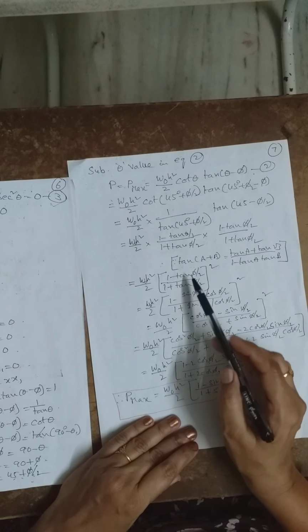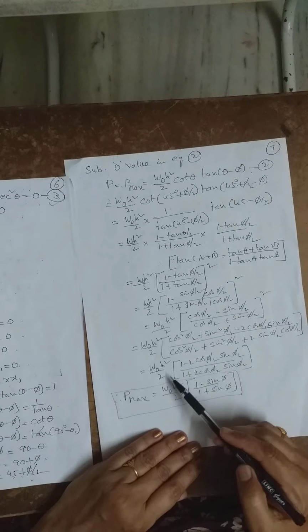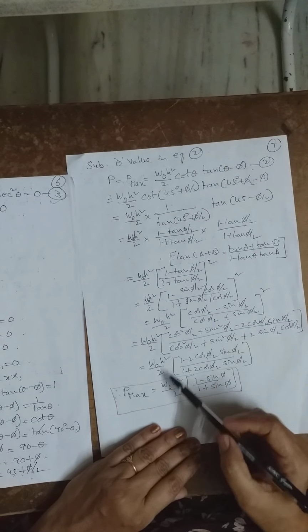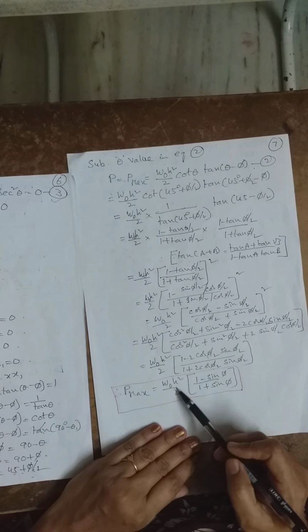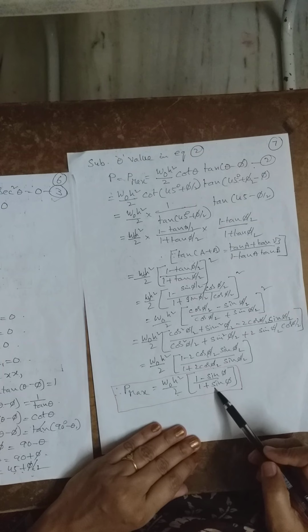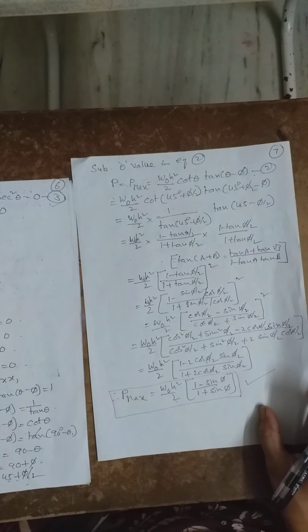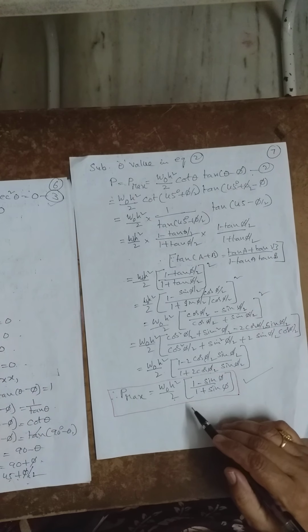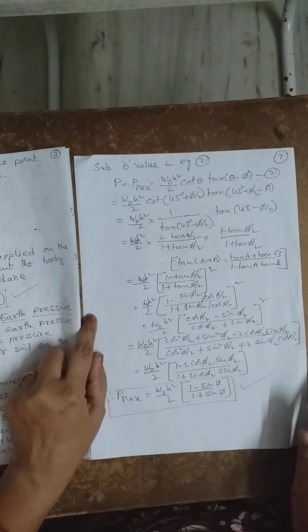If you simplify this equation in this manner, you can understand this step by step. Finally we get P maximum is equal to WOh²/2 into (1 − sin φ)/(1 + sin φ). So this is the pressure P, that is a horizontal pressure which keeps the plane in equilibrium position.